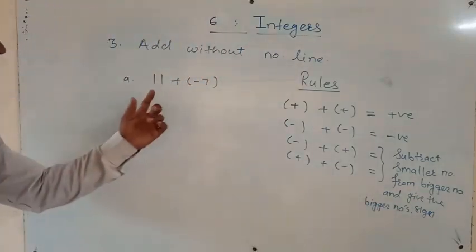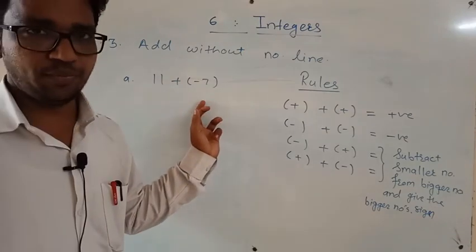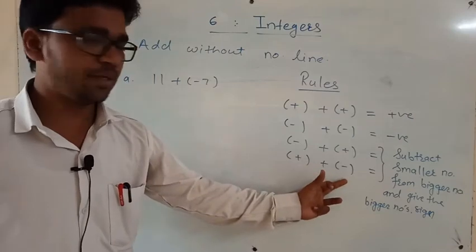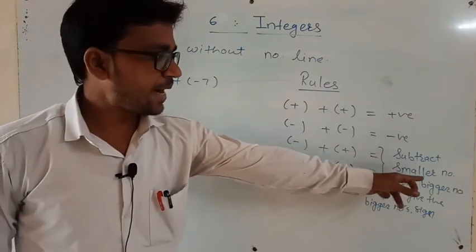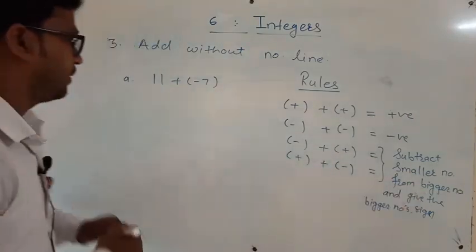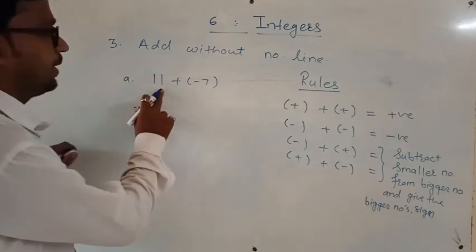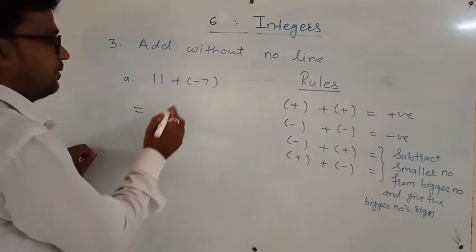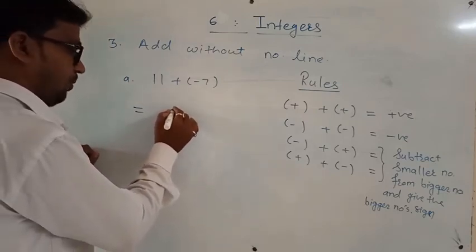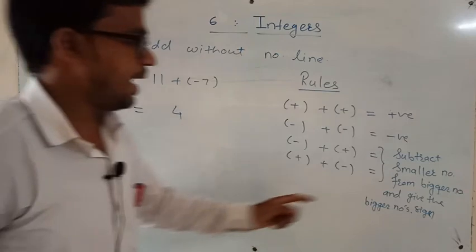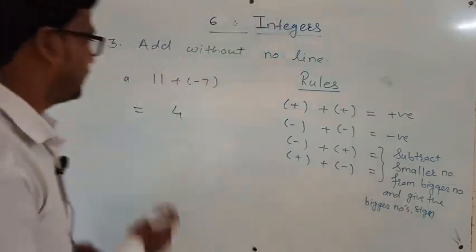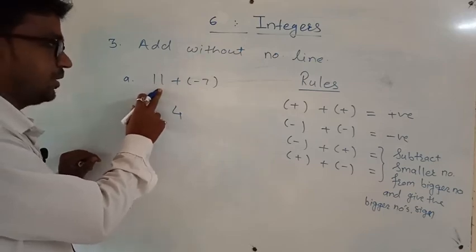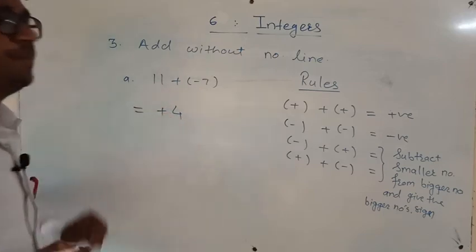So here one number is positive, another is negative, right? First is positive, another is negative. Then what do we have to do? Subtract the smaller number from the bigger number. So the bigger number is 11. 11 minus 7 is 4. And give the bigger number's sign. So what is the bigger number's sign? Here the sign is not given, which means it is positive. So the answer will be positive 4.